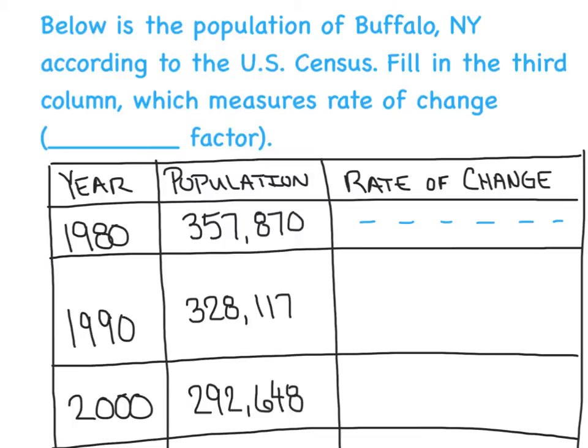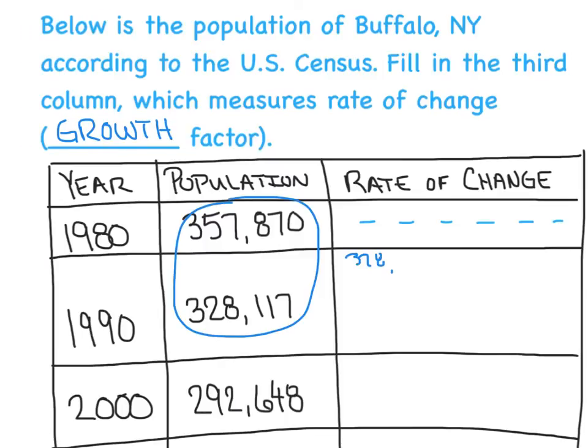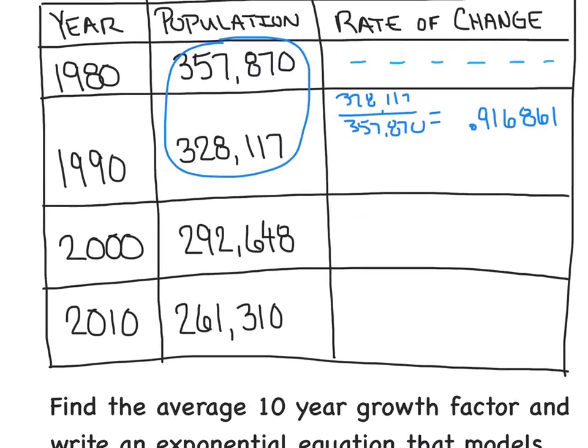But anyway, we want to focus on filling in this third column, which is going to measure the rate of change, or in other words, it's going to measure the growth factor over a 10-year period. And so similar to what we tried to do in the last slide, we're going to try to figure out the rate of change over this 10-year interval between 1980 and 1990. We're going to take 328,117 and divide it by 357,870, and my rate of change is going to be 0.916861. Okay, and then I'm going to just continue that pattern here for the next couple of years.